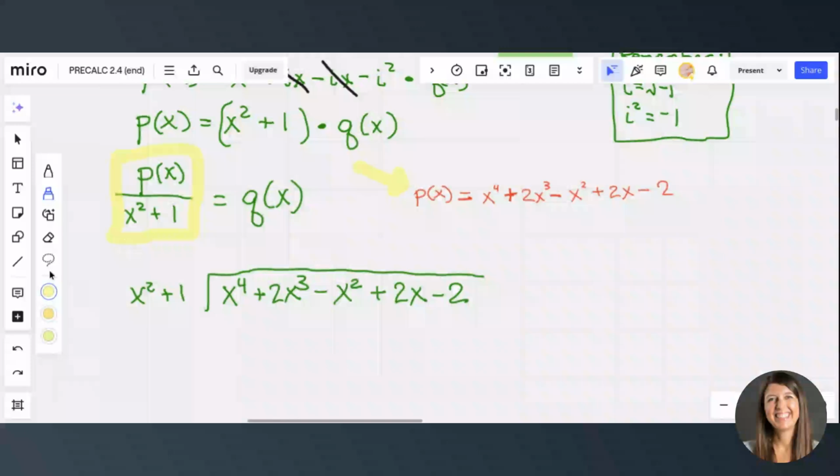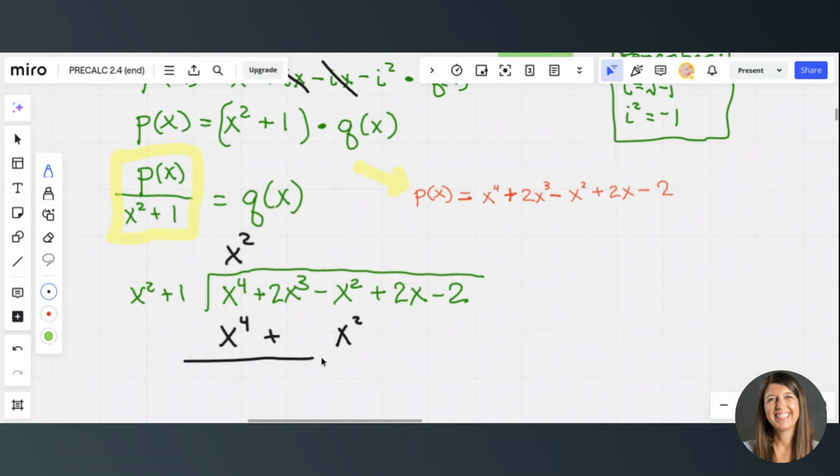All right, let me get my pen. So the first thing we're going to do is say, all right, I've got x squared. What do I need to multiply x squared by to get x to the 4th? So x squared times x squared equals x to the 4th. All right, let's do that. X to the 4th, and then x squared times 1 is just going to be x squared. That goes here.